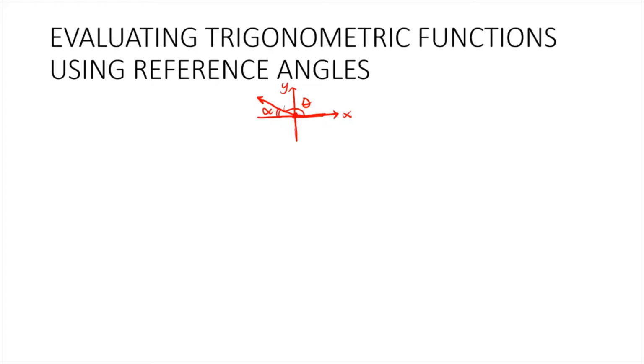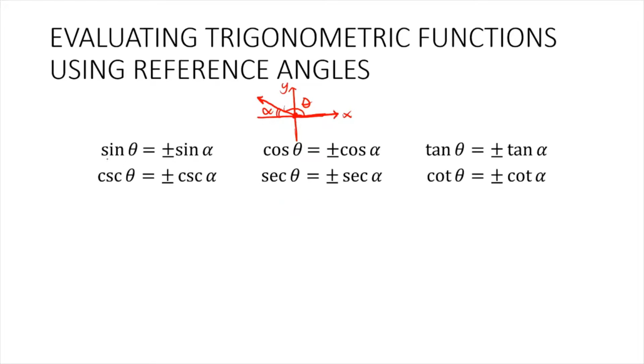However, depending on where the terminal side is situated, it can be positive or negative according to these relationships. Sine of angle theta, which is in standard position, is equal to plus or minus the sine function of the reference angle. It's either positive or negative. This depends on whether the terminal side is in the first, second, third, or fourth quadrant. Remember that the sine function corresponds to the y component. So it's positive above the x-axis, it's negative below the x-axis, right?